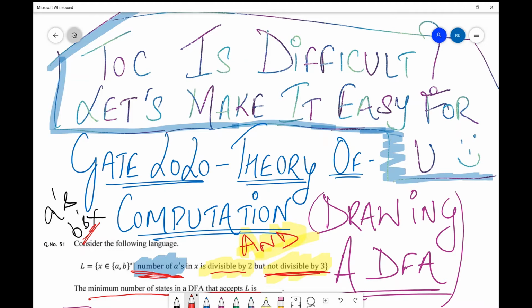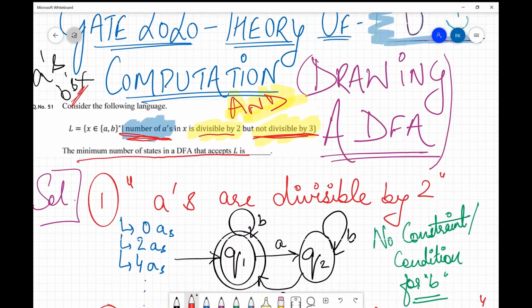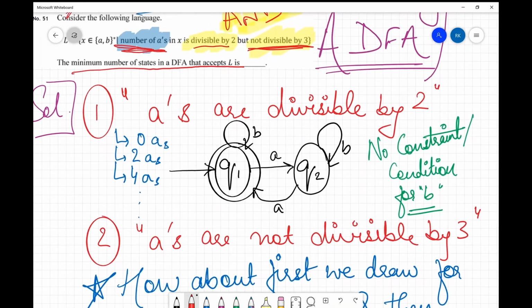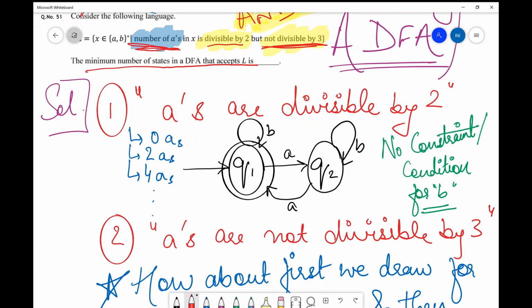Okay, so now let's quickly dive into the solution. I'll solve it in the manner I approach the question when I solve for GATE. So the first important thing was A's are divisible by 2, right? So in what form can the A's appear? A's can be 0 in number, then 2, or 4, and so on. So that means in multiples of 2. And 0 is also a multiple of 2. When you divide 0 by 2, you get 0, so it is divisible by 2. That means strings with no A's should also be accepted by the DFA.